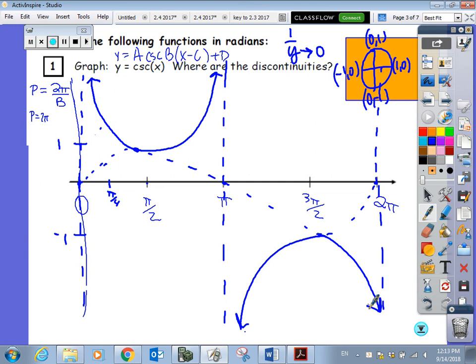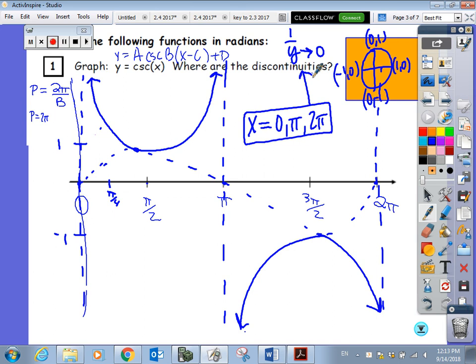All right, and then it says, where are the discontinuities? Well, the discontinuities are going to be at those asymptotes. So for the part of the graph we drew, they're vertical lines. Vertical lines are x equals 0, pi, and 2 pi. Now, are those the only discontinuities? No, they're just the only ones that we drew because we only drew one cycle.